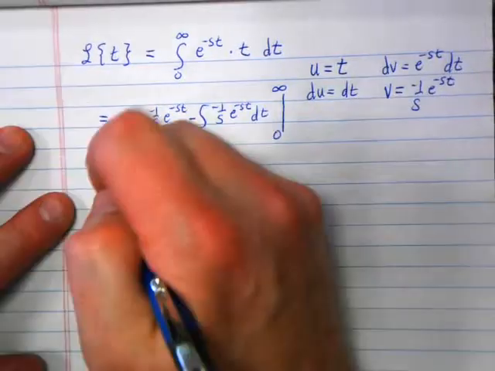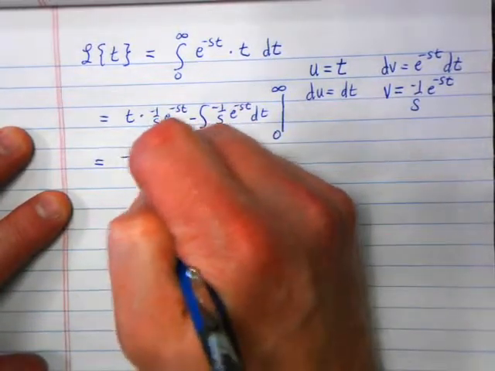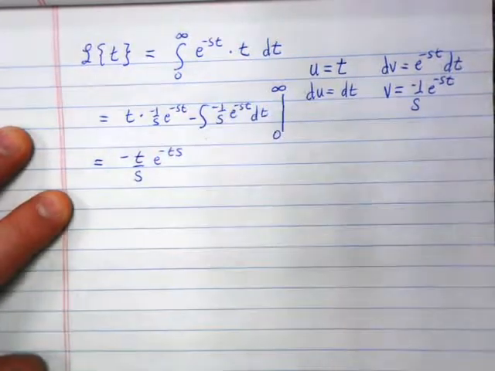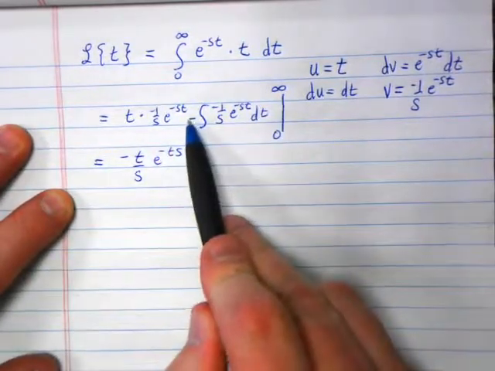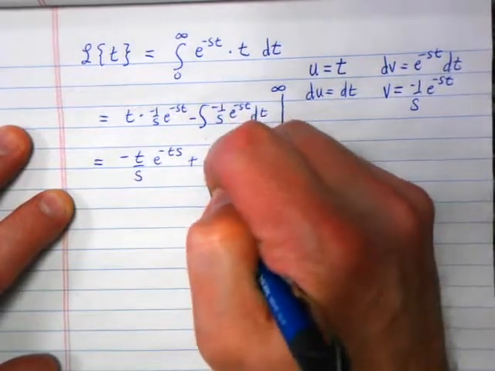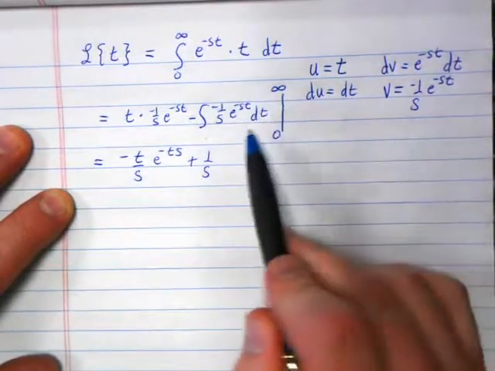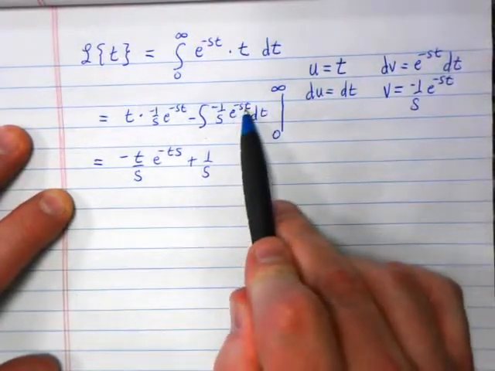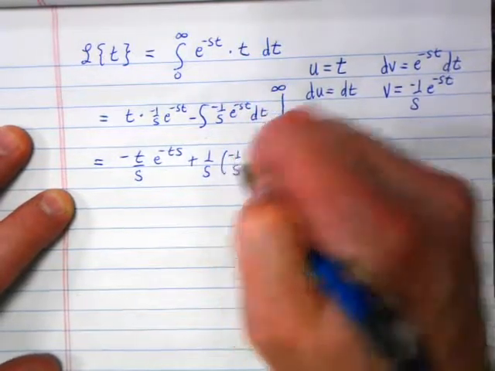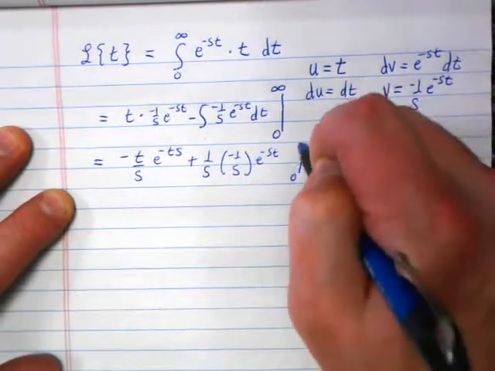All right, so I'll finish my integration first. This is negative t over s, e to the negative ts. And then I've got a minus and a minus, so that's going to be a plus 1 over s. That's just a number. I can pull that out front. What's the integral of e to the negative st? Negative 1 over s e to the negative st, 0 to infinity.